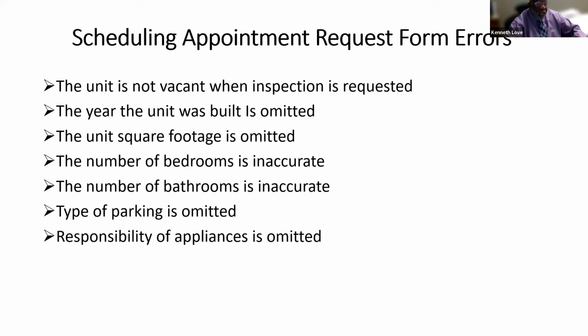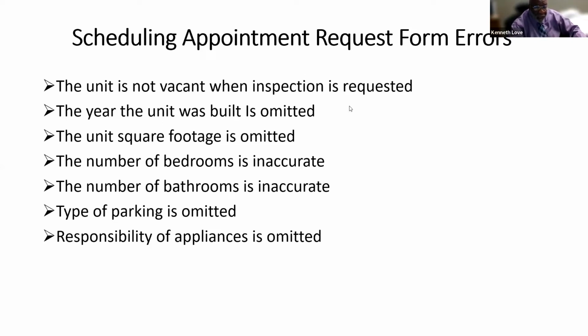Okay. Some of the other issues that we have is that when you're submitting the scheduling request, the unit is not vacant. The unit has to be vacant because we run the information, and if we find that the unit is already occupied, then we will not schedule the inspection. Important information that's used is when the unit was built. You want to make sure that the year the unit was built is not omitted, as well as the square footage. We're doing rent comparables as we're doing this, and we need that information to ensure that we calculate the information properly.